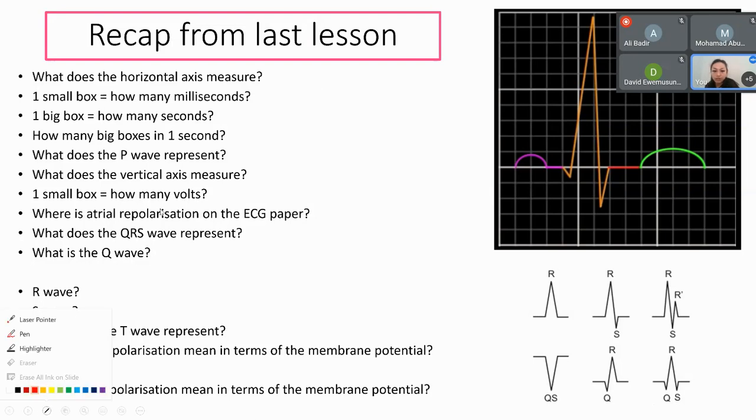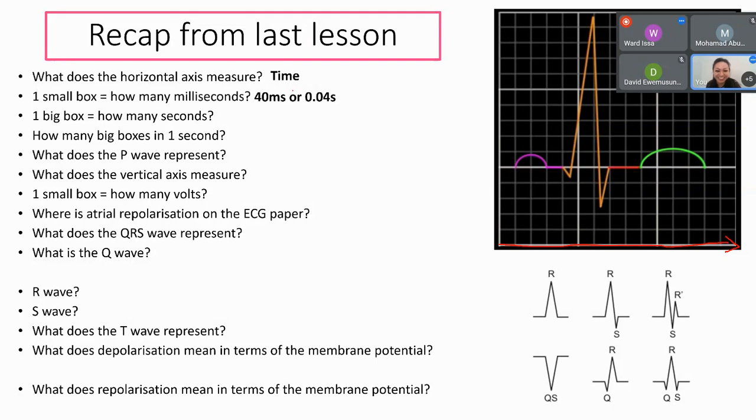What does the horizontal axis measure in the ECG? Do you remember? Is it QRS? No, the horizontal axis, which is this axis. What does it measure? Time. Time, yes. So one small box is how many milliseconds? 40. 40 milliseconds, yes, which is also equivalent to 0.04 seconds, okay?